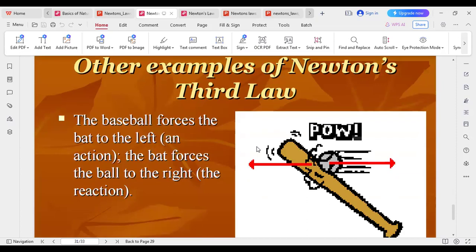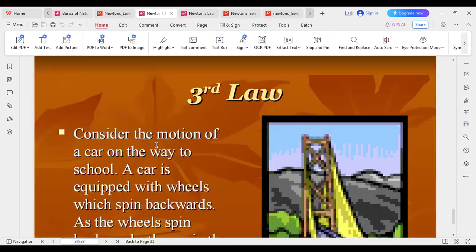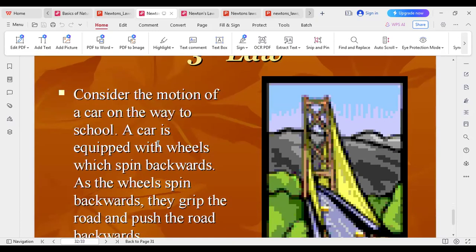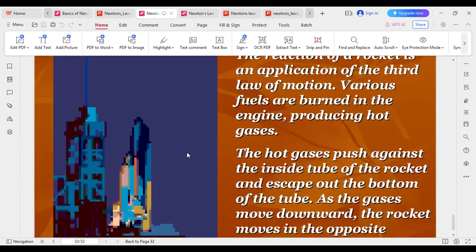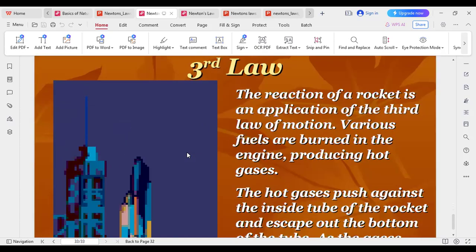Other examples of Newton's third law: the baseball forces the bat to the left, the bat forces the ball to the right. So one is action, the other is reaction. Another one, consider the motion of a car on the way to school. A car is equipped with wheels which spin backwards. As the wheels spin backwards, they grip the road and push the road backward. Another one, the reaction of a rocket, an application of the third law of motion. Airplanes, rockets, etc. use the third law of motion.